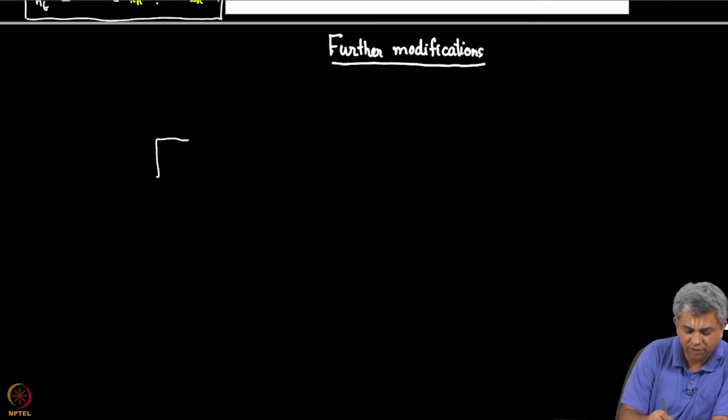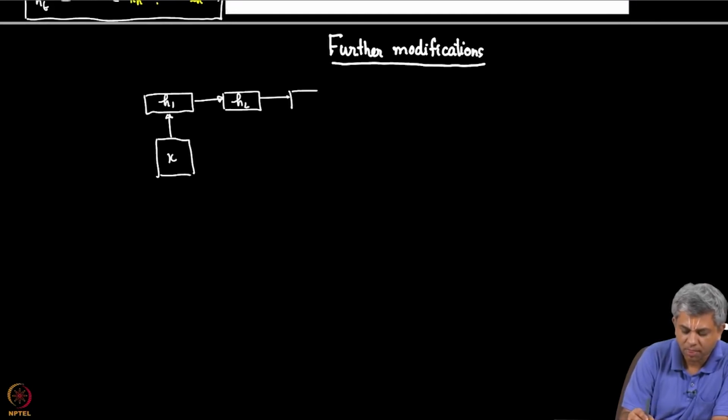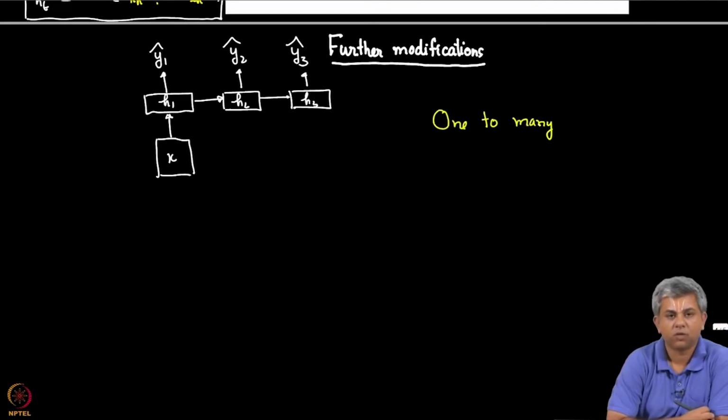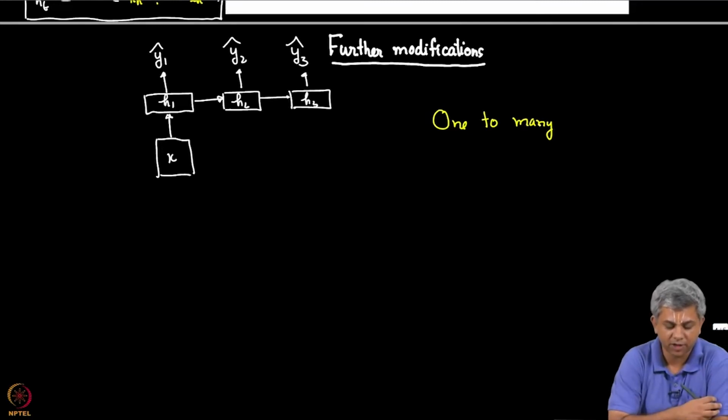So, the example I started with was I have x, x goes into H1, which, depending on how far I want to predict in the future, goes into H2, H3, etc. Let me erase this, I will come back to this later. Okay. And I take out temperatures. This is a classic one to many case. Okay. So, this is the case that we just saw.